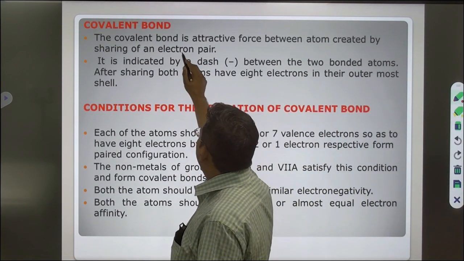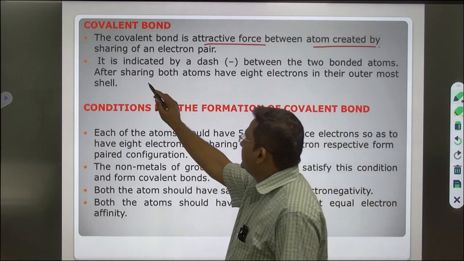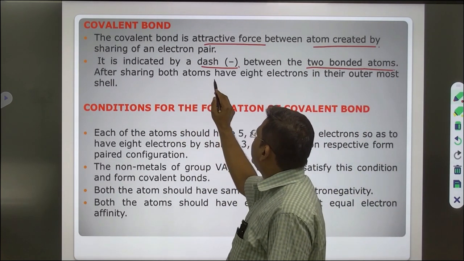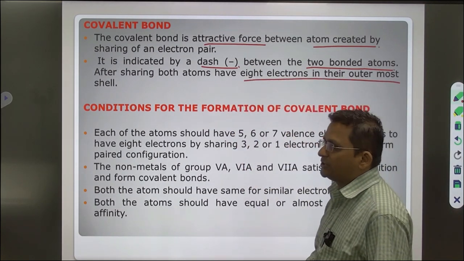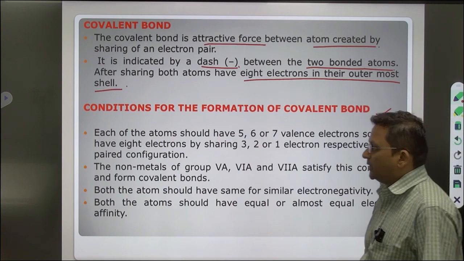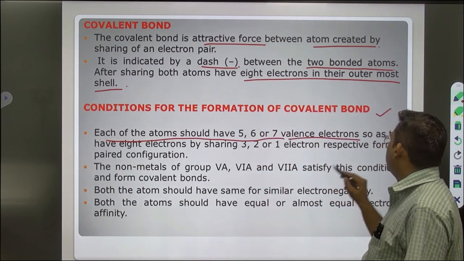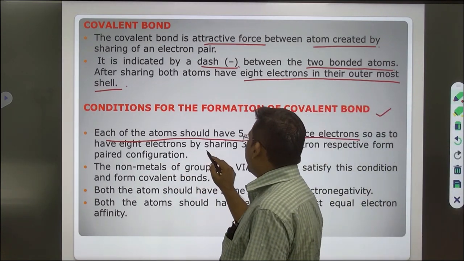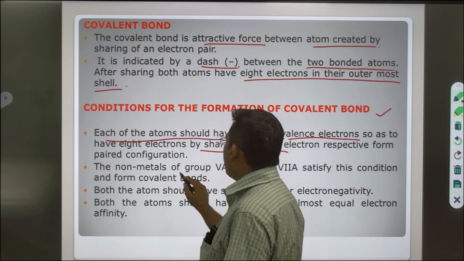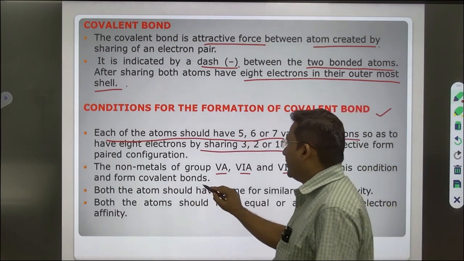Covalent bond. The covalent bond is an attractive force between atoms created by sharing of an electron pair. It is indicated by a dash between the two bonded atoms. After sharing, both atoms have 8 electrons in their outermost shell. Conditions for the formation of covalent bond. Number 1, each of the atoms should have 5, 6 or 7 valence electrons, so as to have 8 electrons by sharing 3, 2, 1 electrons respectively from paired configuration. The nonmetals of groups 5A, 6A and 7A satisfy this condition and form covalent bonds.